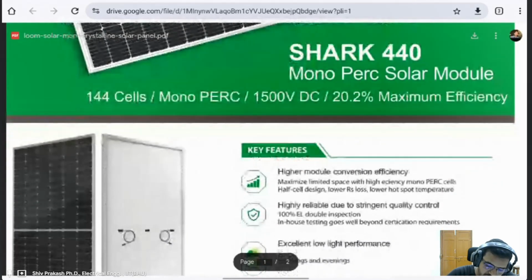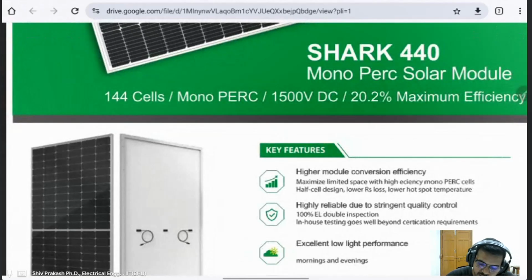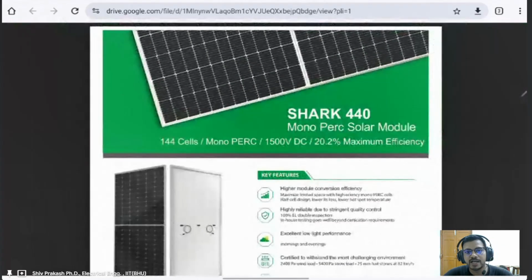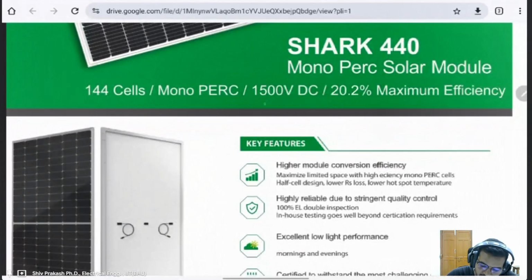Here you can see this one has 144 cells. This is the data sheet of a PV cell panel, a solar module. In a module, a large number of cells are connected in series and parallel. In this data sheet it is given as 1500 volt DC and 20.2% maximum efficiency.